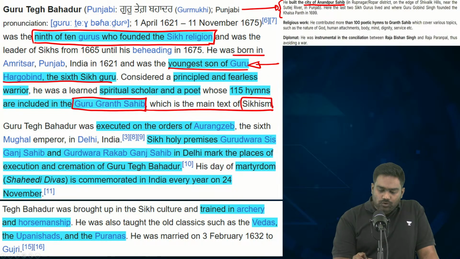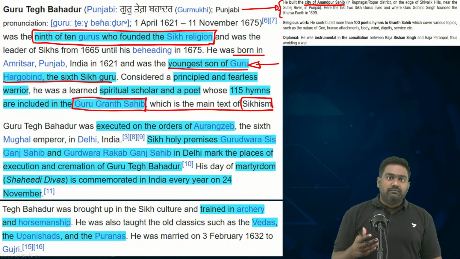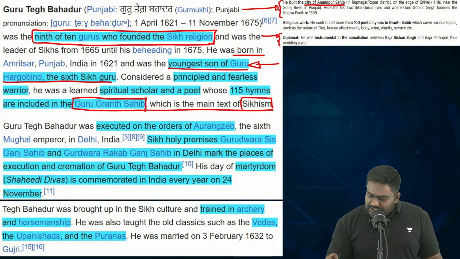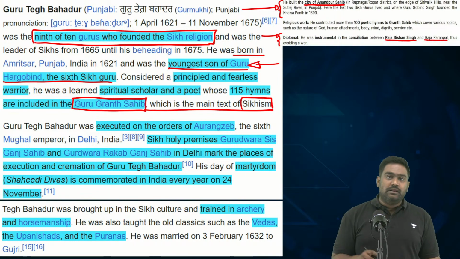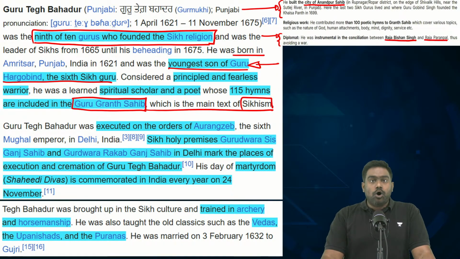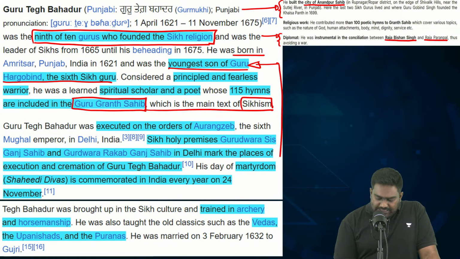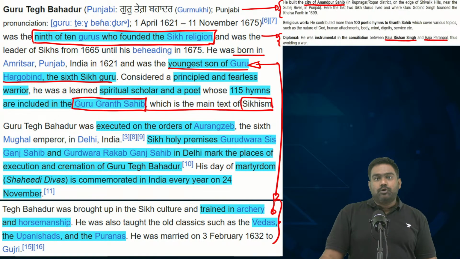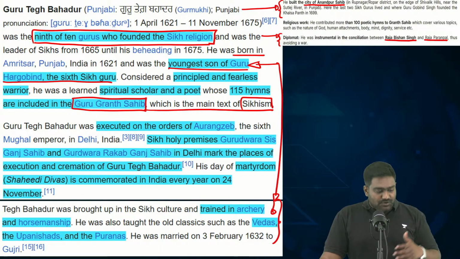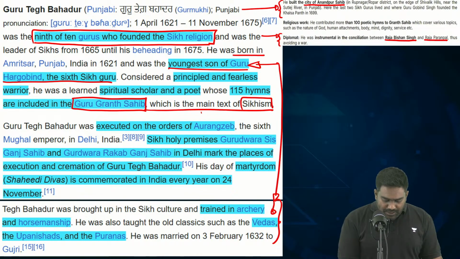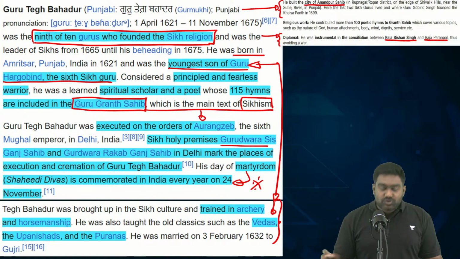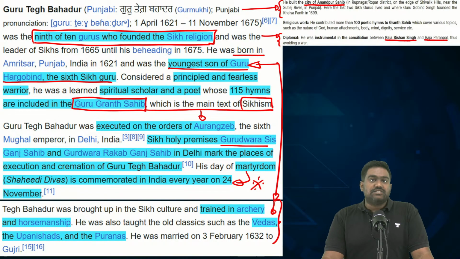Guru Tegh Bahadur also acted as a diplomat when he negotiated peace between Raja Bishan Singh and Raja Paranpal, thus preventing a devastating war. He stood up against the tyranny of Aurangzeb as well, protecting the Sikh community. He was a well trained warrior. He was well trained in archery, in horse riding. He was known for his battlefield skills as well.